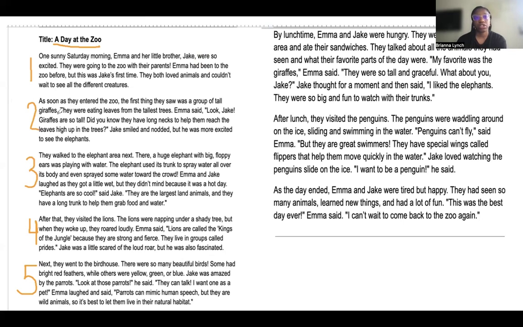You can also skim, and skimming is basically just going through and seeing if we can find a keyword. Oh, I found the word first. So the first thing they saw was a group of tall giraffes. So let's highlight that. The first thing they saw was a group of tall giraffes. Remember, these are the things that should be highlighted on your paper.